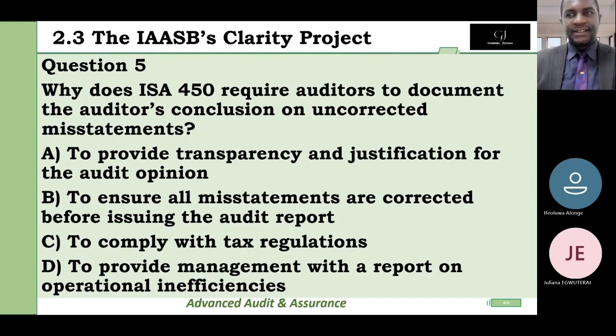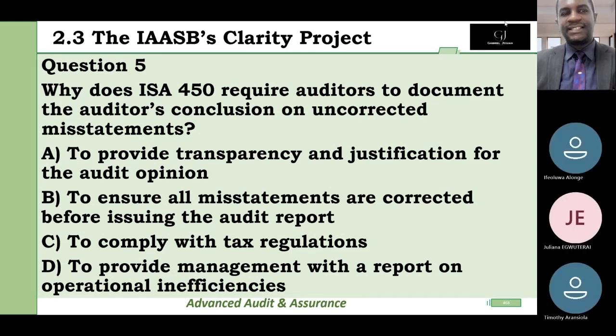All right. Finally, why does ISA 450 require auditors to document the auditor's conclusion on uncorrected misstatements? A, to provide transparency and justification for the audit opinion. B, to ensure all misstatements are corrected before issuing the audit report. C, to comply with tax regulations. D, to provide management with a report on operational inefficiencies.